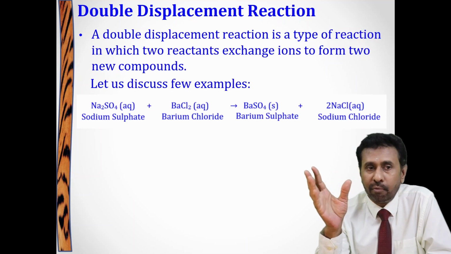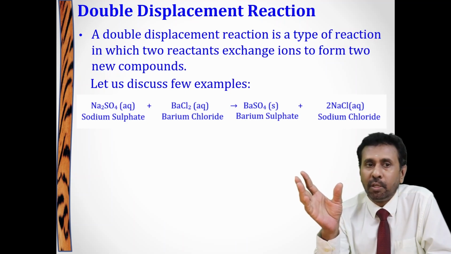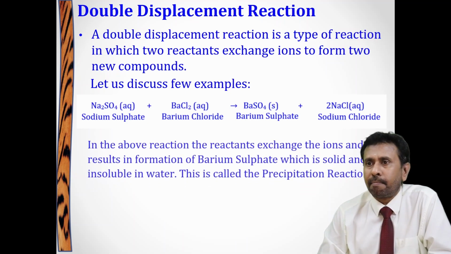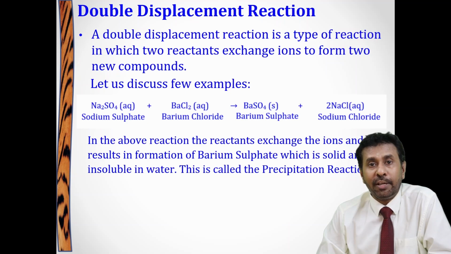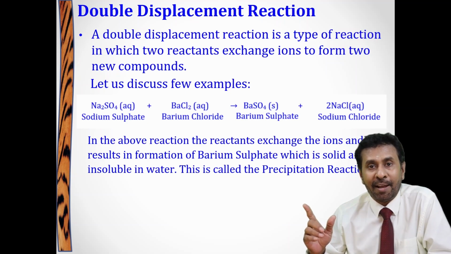That clearly gives you the picture about what double displacement is all about. So in the above reaction, the reactants exchange the ions and result in the formation of barium sulfate, which is solid and insoluble in water. This is called the precipitation reaction. Now, just like exothermic and endothermic, in double displacement we have a new classification called the precipitation reaction.